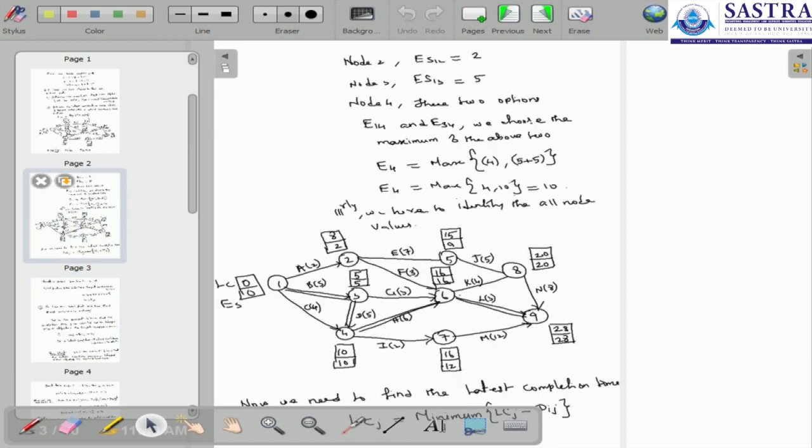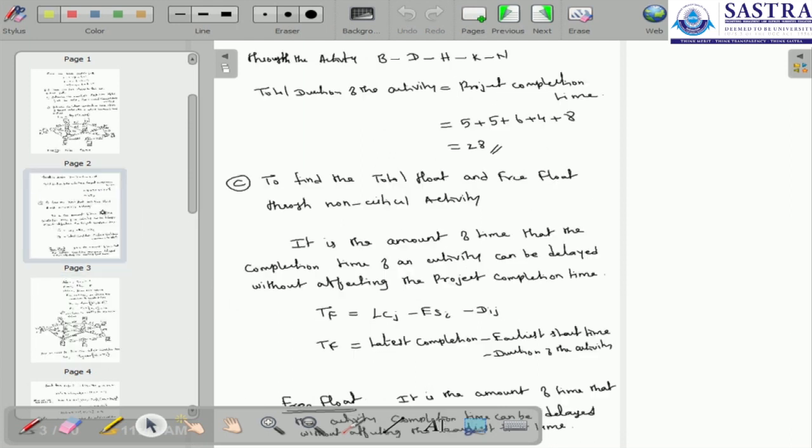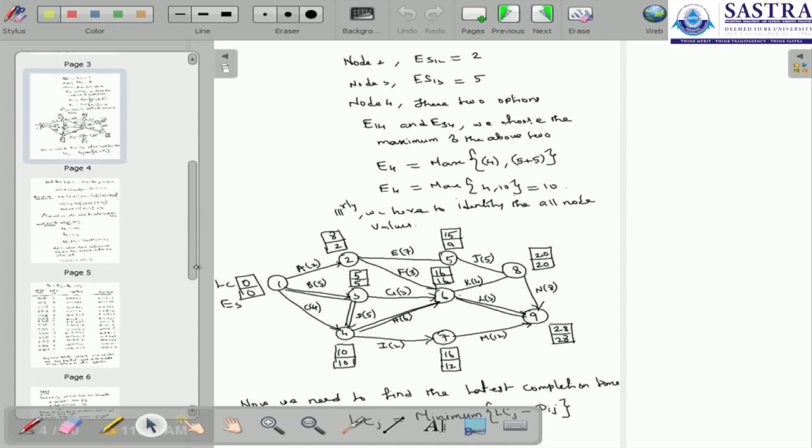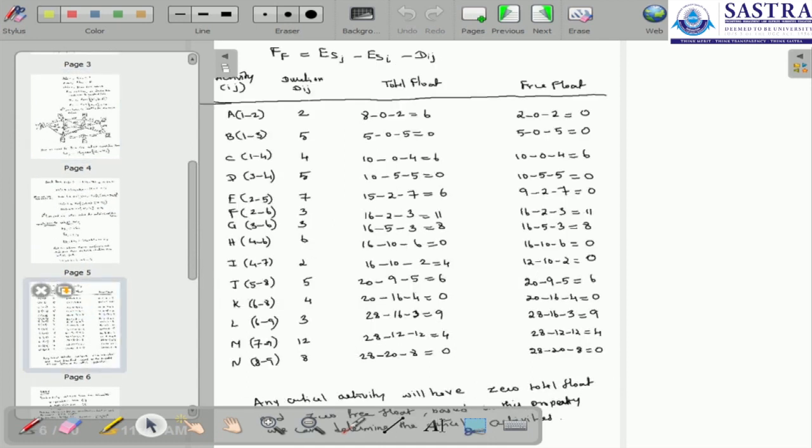Through this diagram, we are going to find the free float and the total float. Here, through the table, we are calculating the total float and free float. We already have the formula. Activity A goes from node 1 to 2, and activity B goes from node 1 to 3. We already have the duration values from the network: 2, 5, 4, and so on for every activity, up to 8.